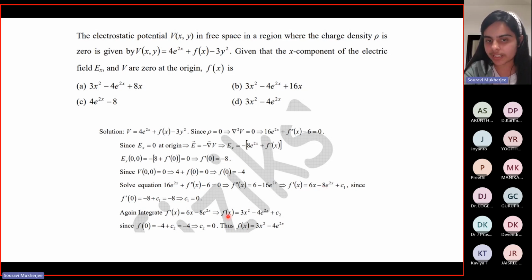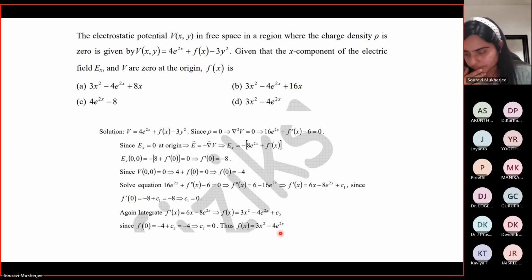So what you do get? You get the expression of f(x) with some other constant. What you have to do next is use this third condition. Again, you know the value of f at x equal to 0, that is -4. If you put that value here, you can find the value of C2, and that gives you the value of your f(x). Is it clear to all of you? Clear, right? So this shows how you have to use the relations based on the information that is provided in your question. Okay.